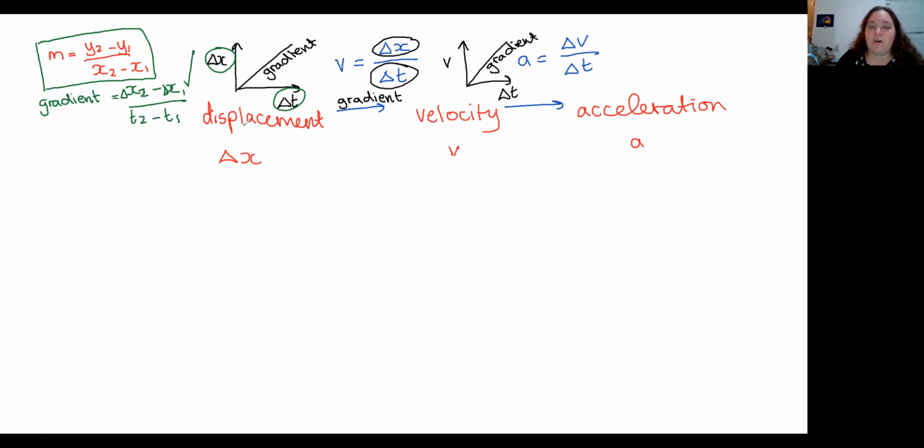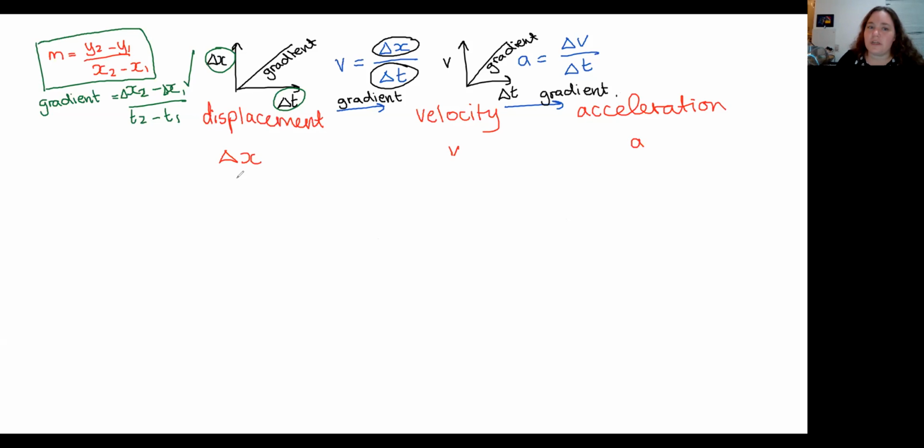So to get from displacement to velocity, we look at the gradient. To get from velocity to acceleration, we look at the gradient. If you think about your maths and your calculus, this gradient is the rate of change. So velocity is the rate of change of displacement, and acceleration is the rate of change of velocity, which means that every time we're looking at our gradient, we're effectively dividing by time because we're turning it into a rate.